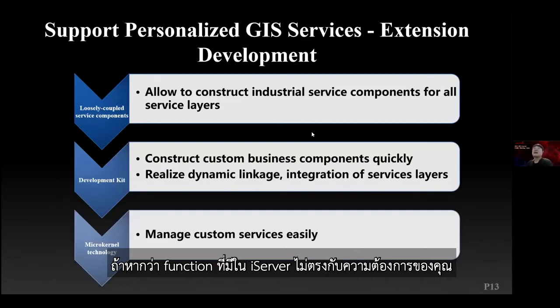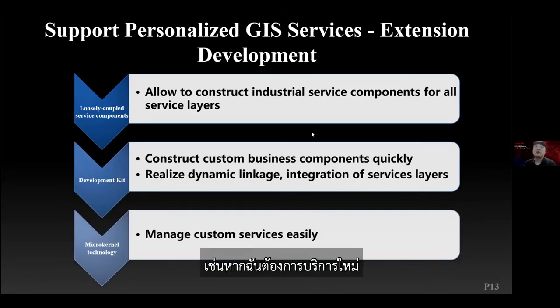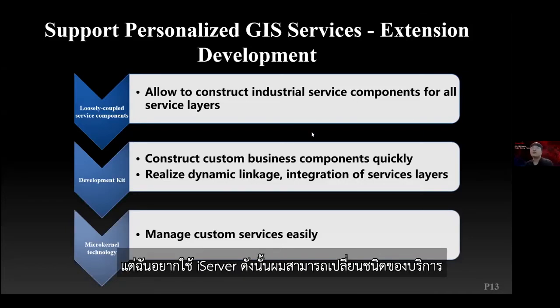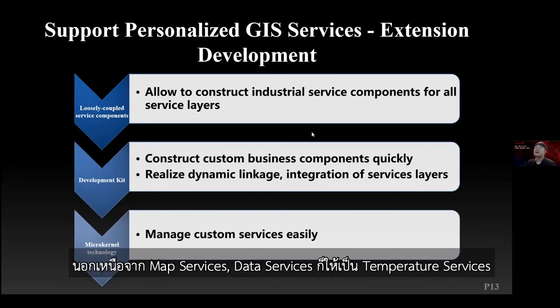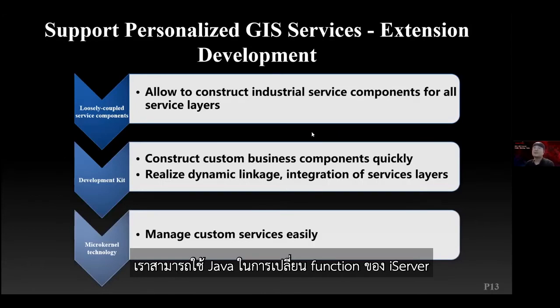if the existing iServer functions cannot meet your spatial requirements, you can easily do extension development based on iServer. For example, if I want to have a new service which shows the temperature of every location, and I want to achieve it using iServer, I can extend the service types. Besides map service and data service, there can be a temperature service. So we can use Java to extend the existing iServer functions.